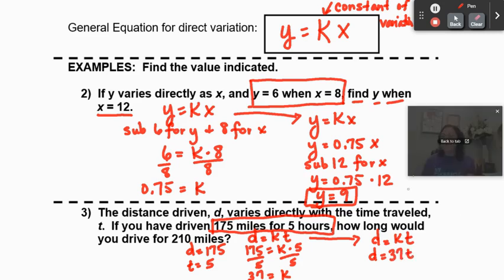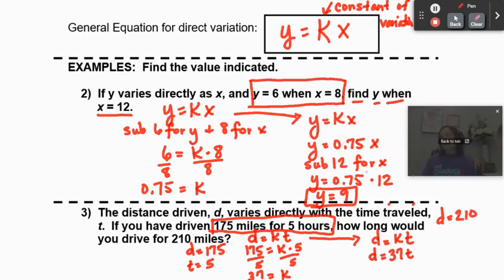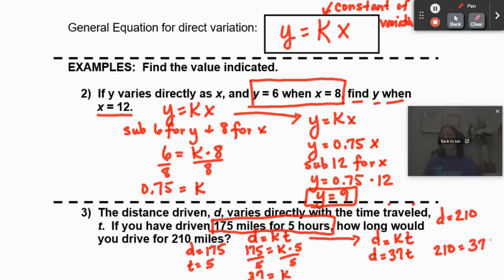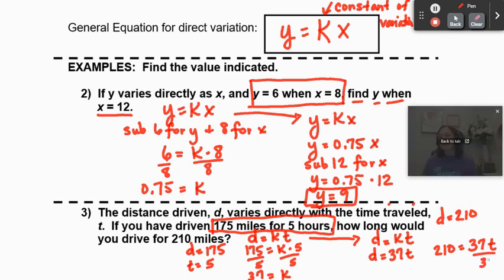I'm ready for the last half of the problem, sorry about my video, not sure why it's doing that. How long would you drive for 210 miles? So now I'm going to say, well, D equals 210, and let's see what we get. So I'm going to have 210 equals 37T. And again, apologize about that video there. And we're going to divide both sides by 37.